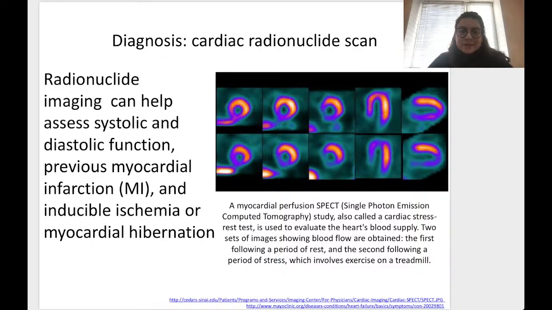The study, also called a cardiac stress test, is used to evaluate heart blood supply. Two sets of images showing blood flow are obtained, the first following a period of rest and the second following a period of stress, which involved exercise on a treadmill.